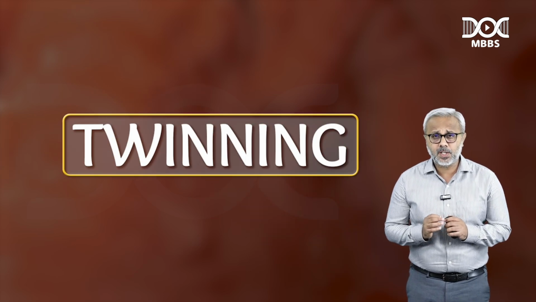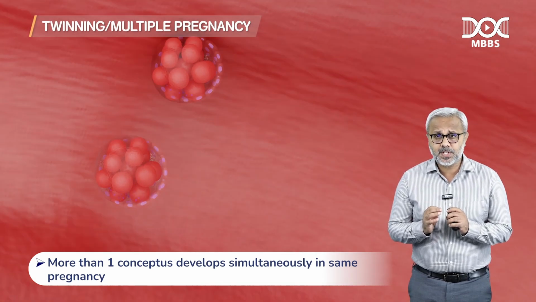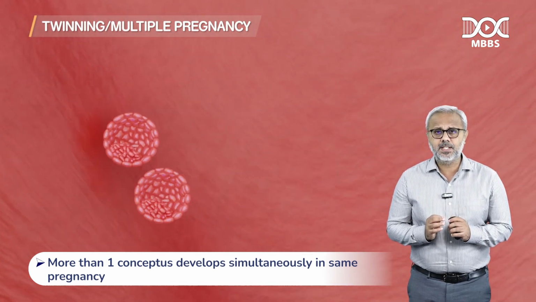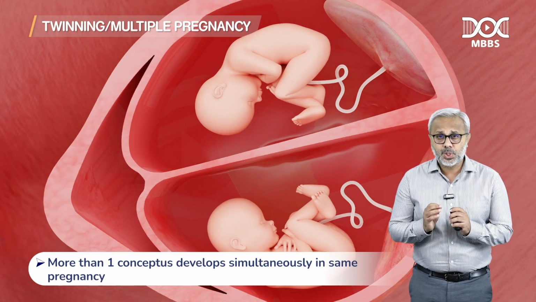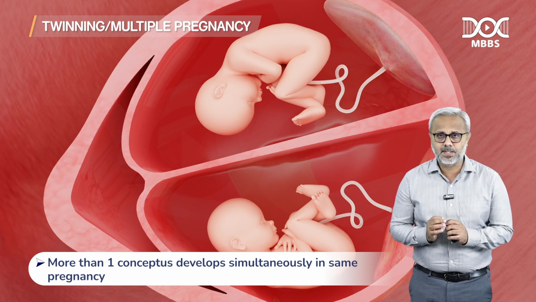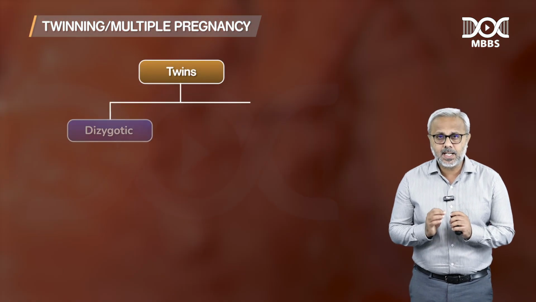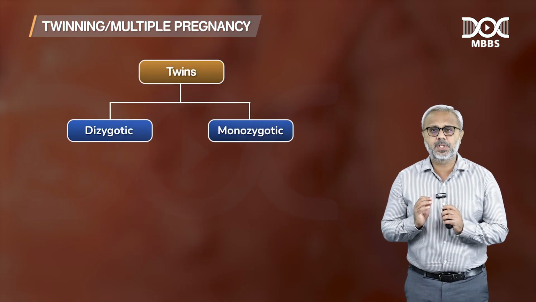Let's quickly discuss twinning. What is twinning or multiple pregnancy? When more than one conceptus develops simultaneously in the same pregnancy, we call it twinning. So twinning is when we have two conceptuses developing together in the same pregnancy. Now, there are two important types of twins, dizygotic twins and monozygotic twins.